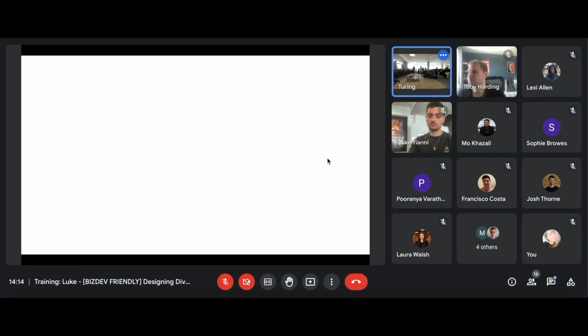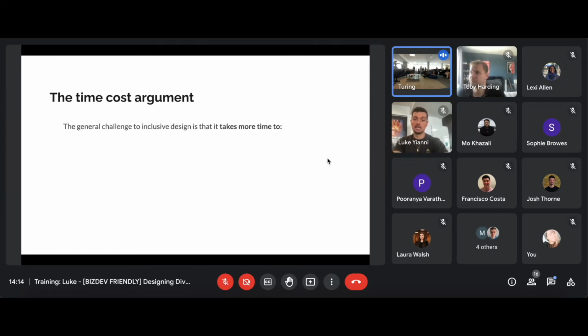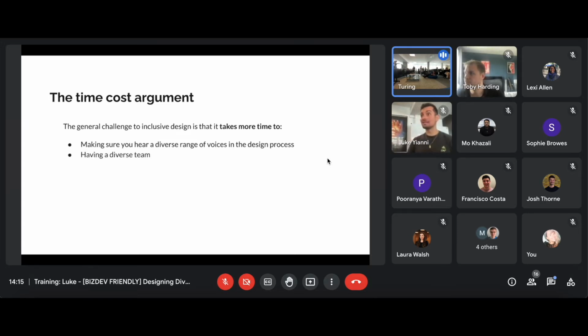Cool. Next one. So this is the time cost argument. I think this is like the question that was raised before. The biggest challenge to inclusivity and accessibility is that it takes more time to make sure that you hear a diverse range of voices in the design process and have a diverse team. Usually people say, okay, yeah, we want to have all these accessibility additions to our product, but this is going to take some time. We're crunched. We have something to deliver in 2 weeks. We will work with a consultancy. We kind of have that problem, right?